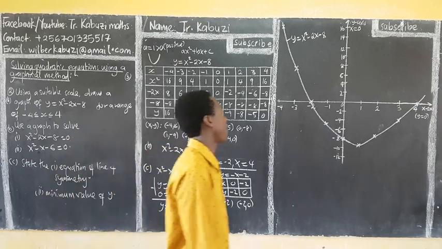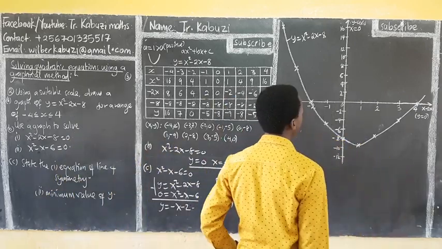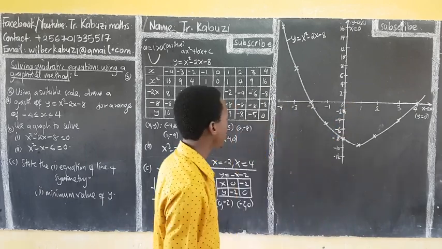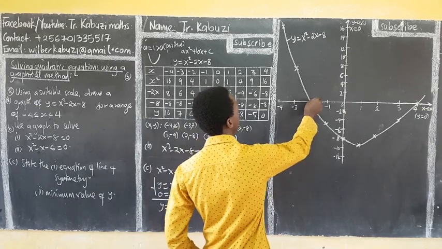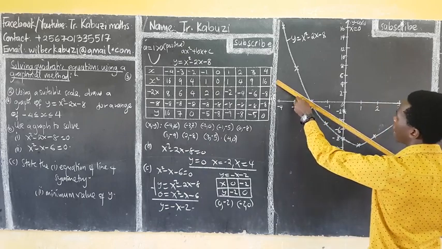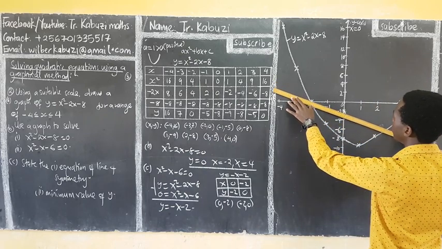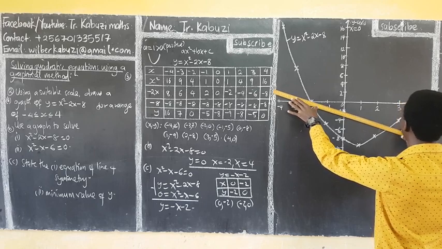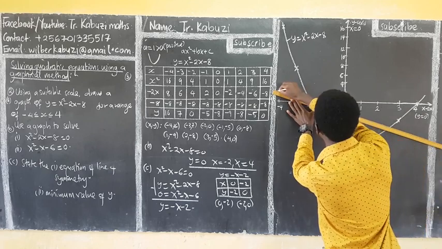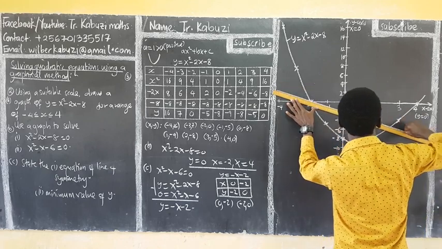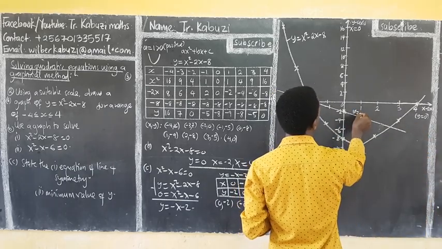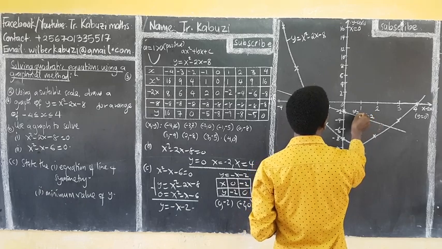Come and put them here. (0, negative 2) is here. Then (negative 2, 0) is here. For a line, we use a ruler. Then you come and join those 2 points. So when I join them, this is what I'm going to be having. Now, you name this line: it is the line y equal to negative x minus 2.